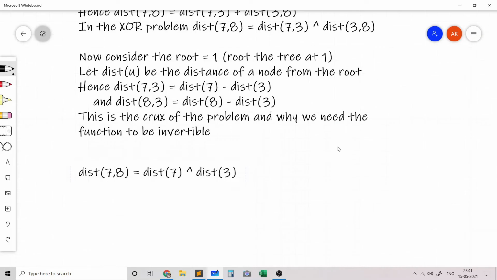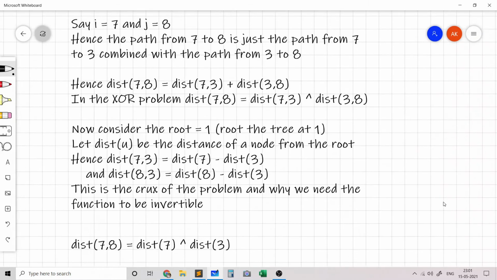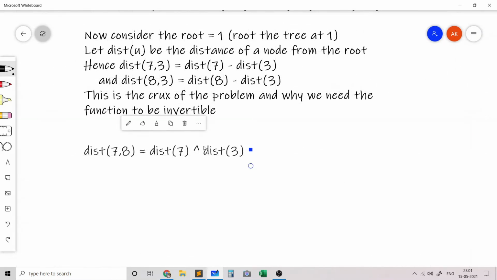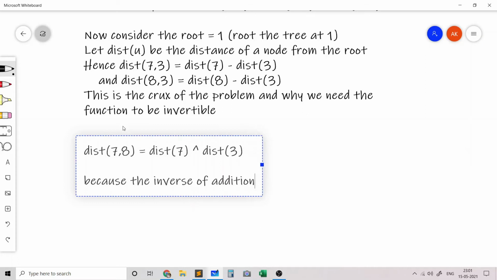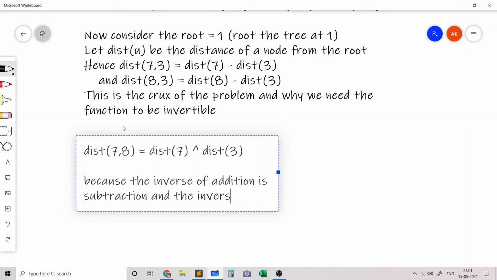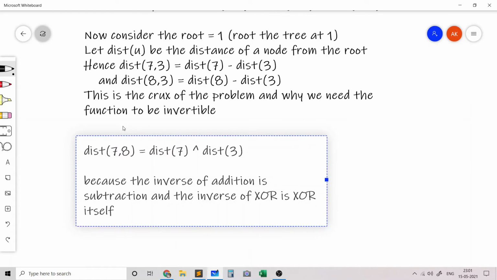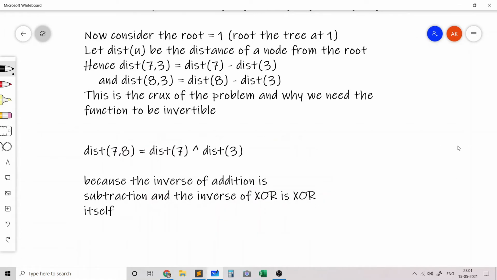And the reason why the subtraction works in this sum problem and the XOR works in the XOR problem is because of the inverse function of addition. So this is an important point which we should note. The inverse of addition is subtraction, and the inverse of XOR is XOR itself. That's the whole crux of the problem, and that's why distance of 7 to 3 would be the subtraction.